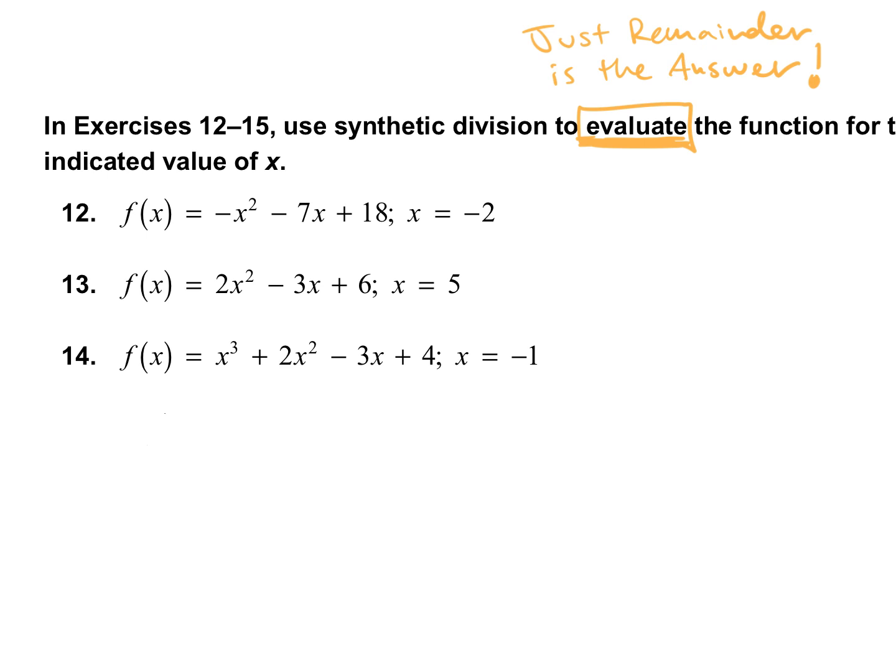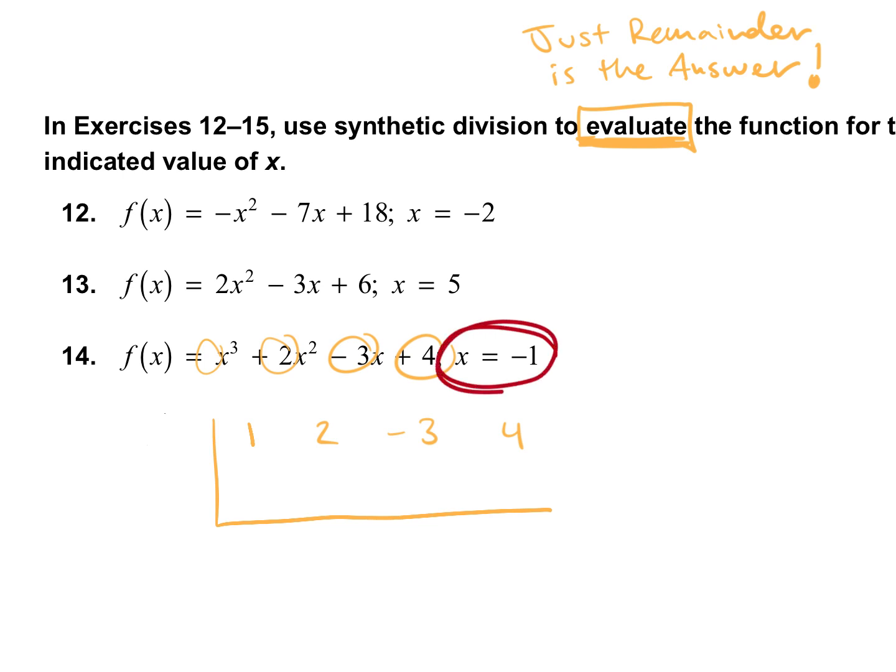Am I missing any terms for 14? No. So what's going to go inside the box? 1, 2, -3, +4. Perfect. So we take the coefficients and put them in the box. What goes outside the box? -1. When it says x is equal to, you don't change the sign. So -1 on the outside.